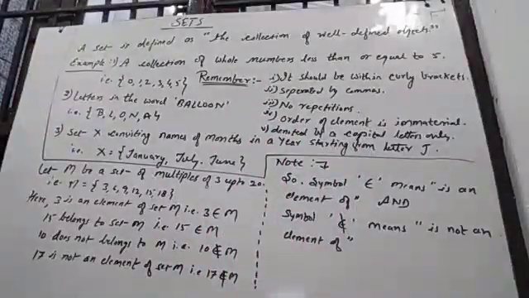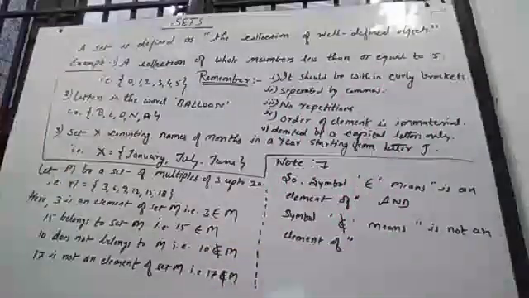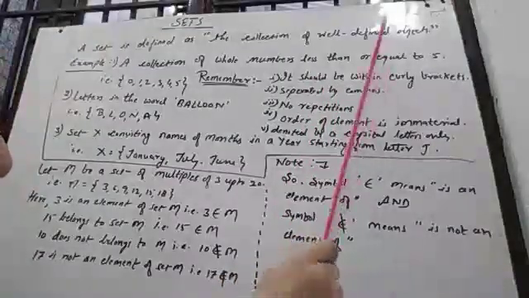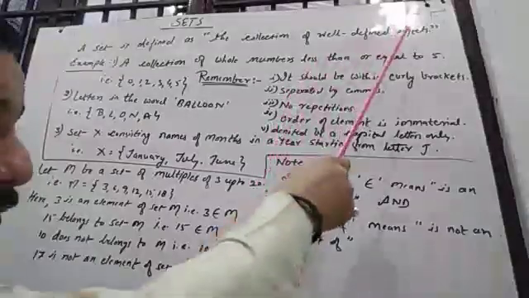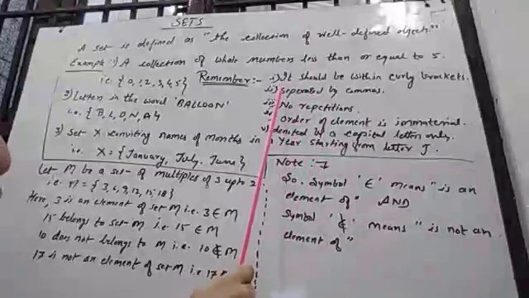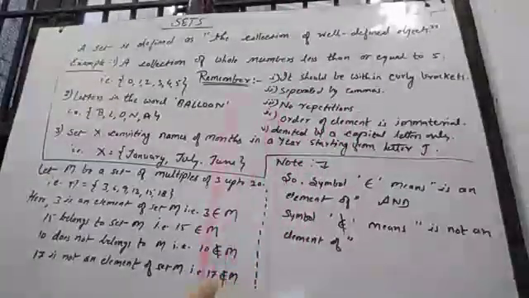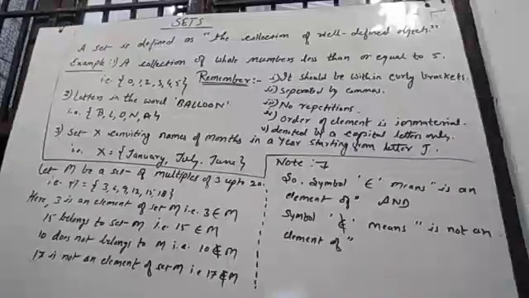Now, what are the basic characteristics? The set should be written within curly brackets. First of all, remember this thing. Each element, that is, the objects you are considering, which you have collected, should be separated by commas. Further, there should be no repetition of any item. If an item is recorded once, it should be only once, whatever be the condition.